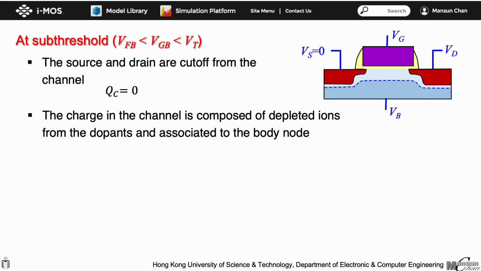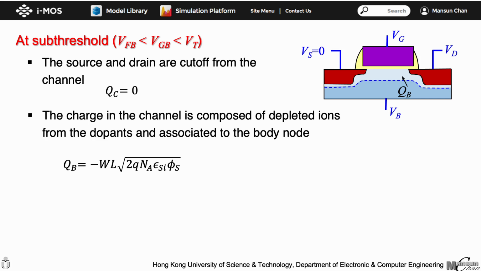The charge in the channel region is composed of depleted dopant ions associated with the body terminal. So, QB is given by the depletion charge. The depletion charge is given by the doping concentration times the depletion width as shown in this equation here. Na represents the doping concentration, and XD represents the depletion width. The depletion width can be found with the equation given here expressed in terms of the surface potential phi s. Putting XD back to the equation, we have QB given by this expression.